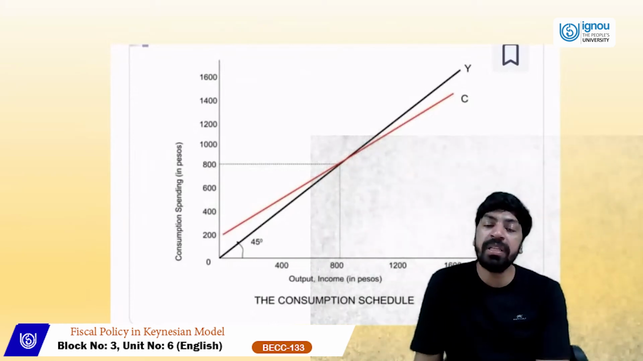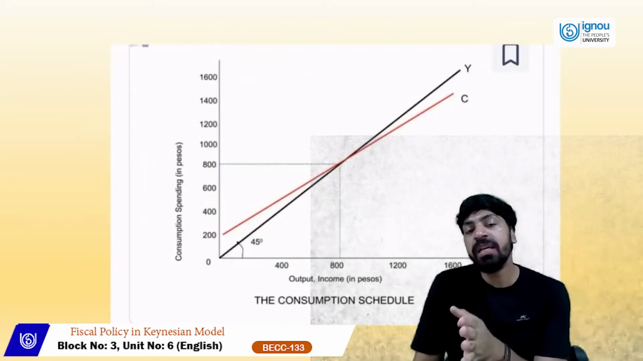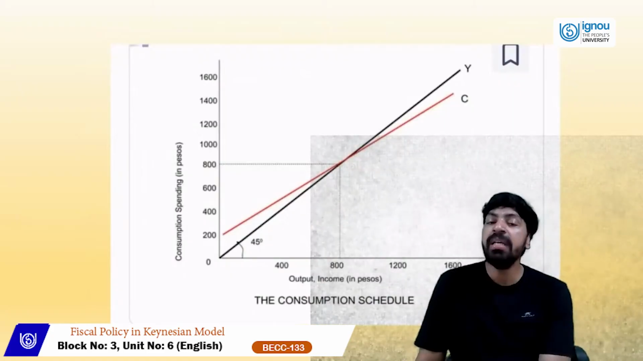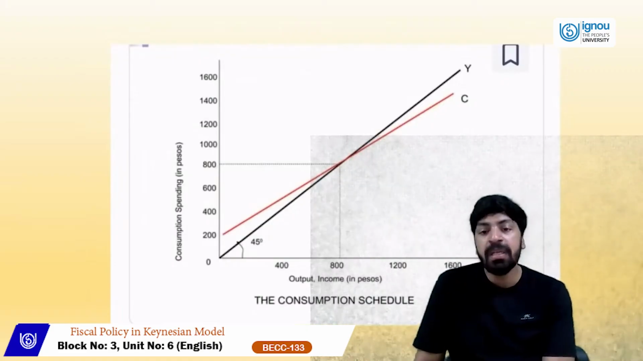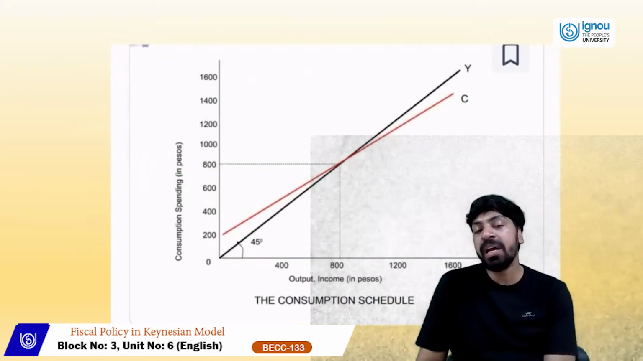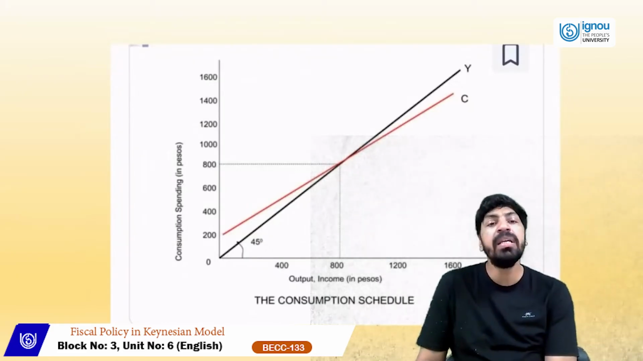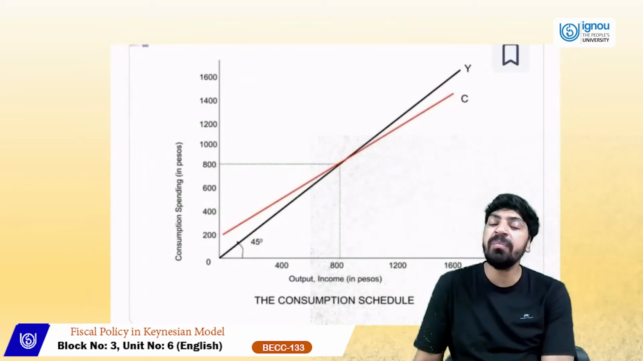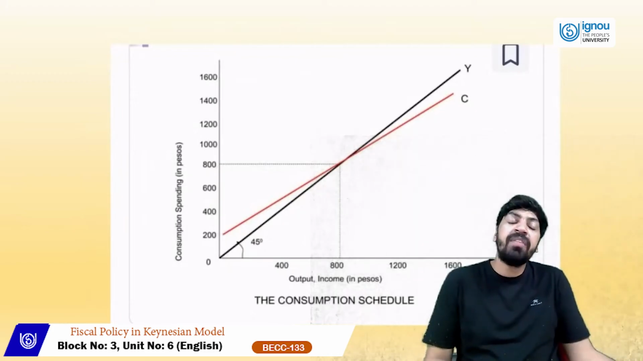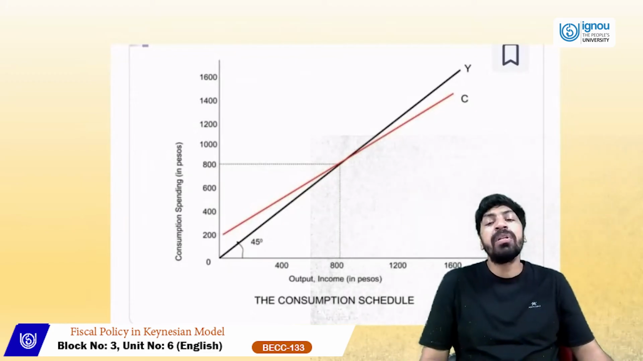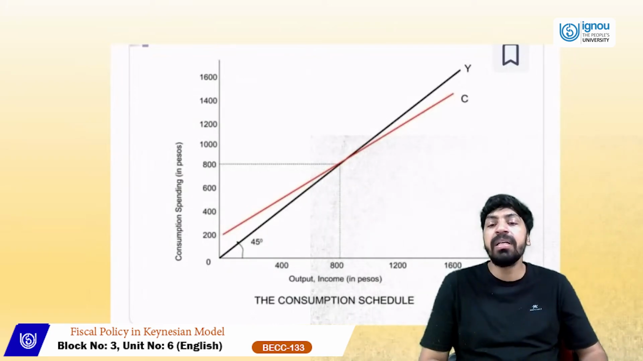It is also shown in the diagram that when income is equal to consumption and they intersect each other, the intersection point is called the equilibrium income level, which is equal to 800 rupees, and ultimately the output is also in rupees. So if your consumption spending is 800 units, your income and output also come up to 800 rupees only. This is called the consumption schedule.